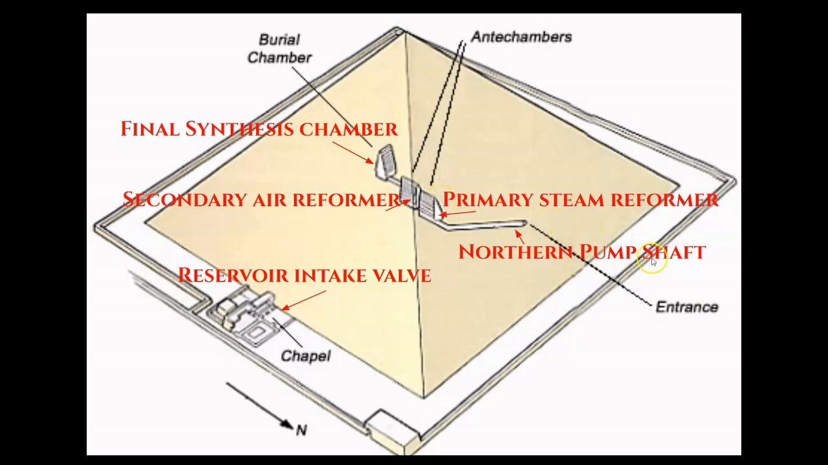Here on the northern side, you see the northern pump shaft, which was utilized to manipulate the water level inside of these structures and to push the reaction from chamber 1 to chamber 2 to chamber 3. Now, inside of the pyramid, you can see that there are three main reaction chambers. You have your primary steam reformer, your secondary aeroformer, and your final synthesis chamber where your ammonia solution is being produced.